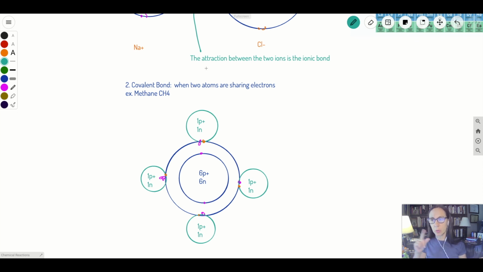Okay, so what I need to point out is that the covalent bond is right here. I'm going to draw a red circle here. Okay, I'm going to draw a red circle. This right here is the covalent bond.